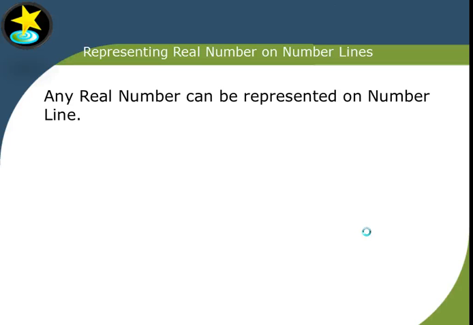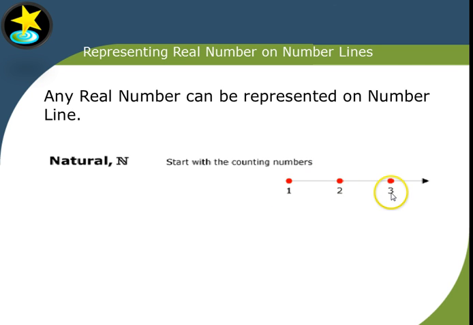Now let's take an example and try to understand how we go about representing real numbers on a number line. One thing you should remember, any real number can be represented on a number line. You just need to know how to go about representing that number on the number line. So if we take an example, natural numbers, starting with the counting numbers like 1, 2 and 3, can be represented on a number line like I have shown at this place.